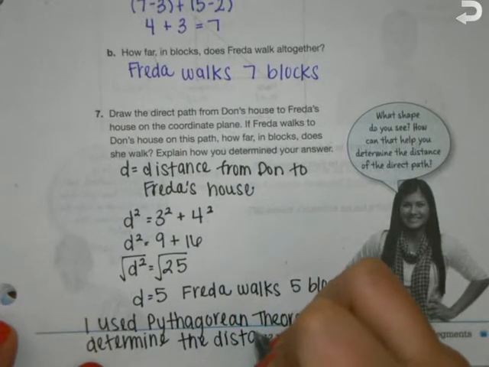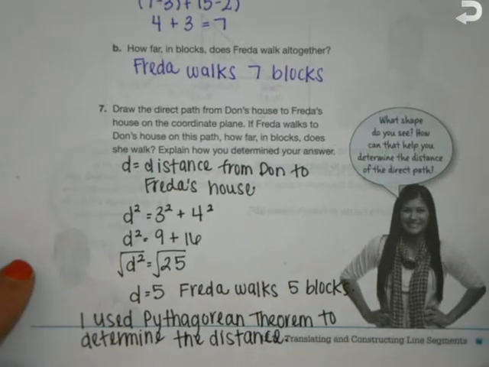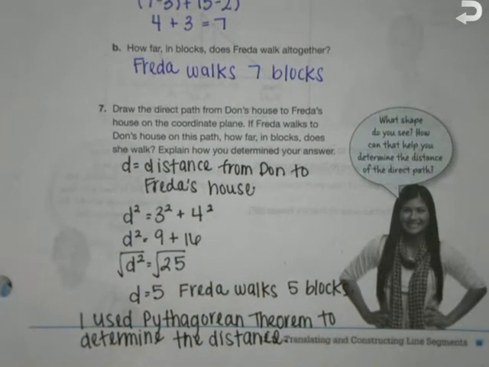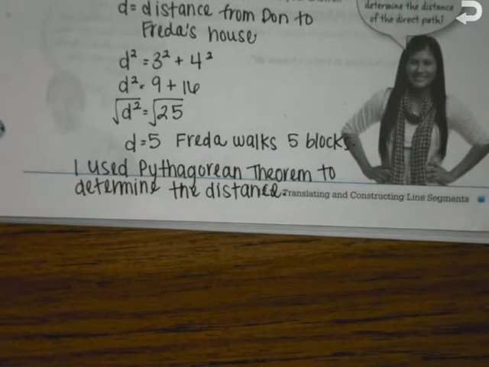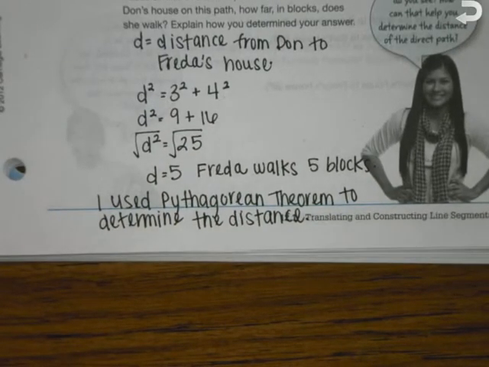Okay, this part, telling me which theorem you used, is called justifying your answer. If I ever ask you to justify your answer, I want you to tell me what you used or explain to me how you got it. So we used the Pythagorean theorem because the whole thing looks like a right triangle. Okay, so we are going to turn the page.